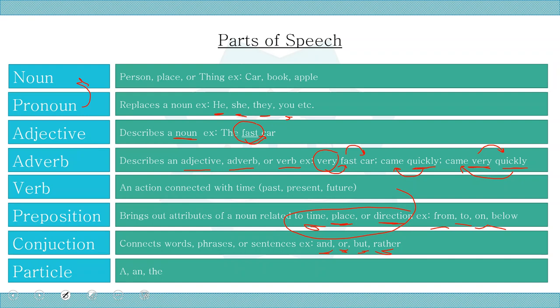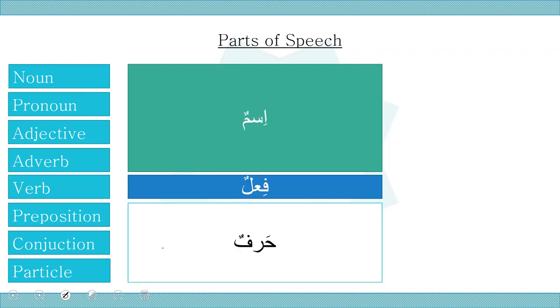The boy bought a toy and candy. So and, or, but, rather. These are words that can connect words, phrases, or sentences together. And the last one is a particle, which is a, an, or the. There are only 3 particles. So there are 8 parts of speech in the English language. And here we go. In Arabic, there are only 3.